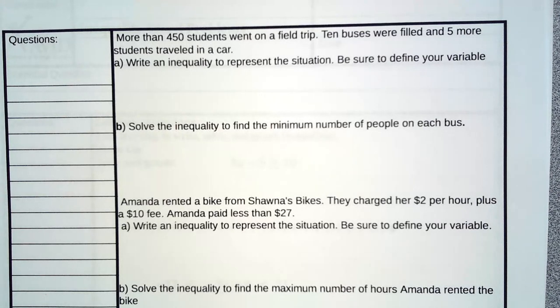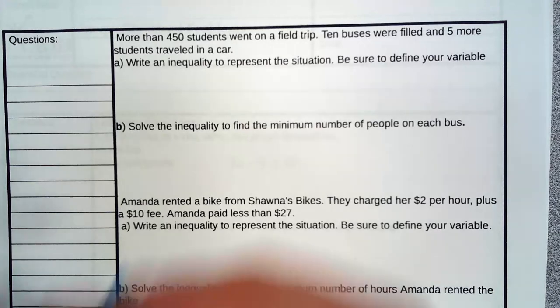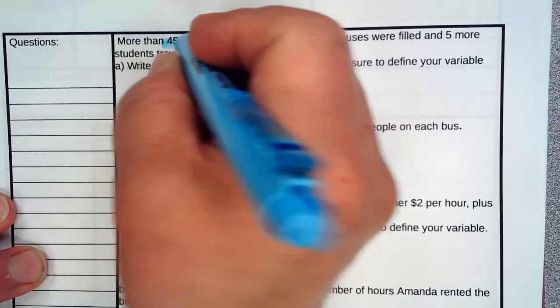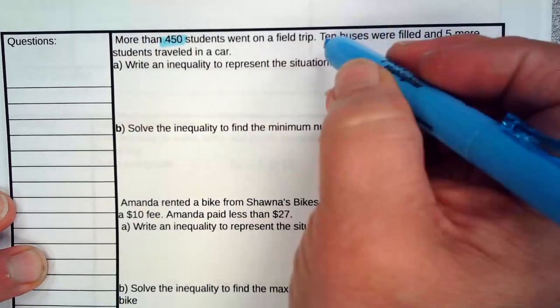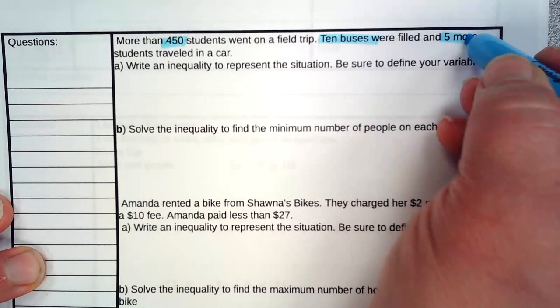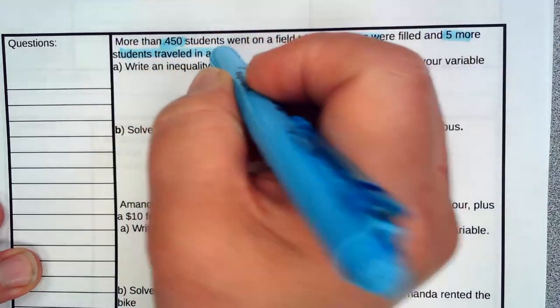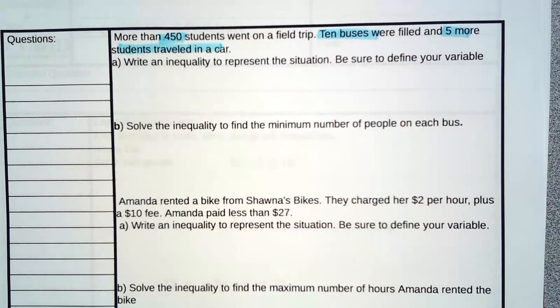What are the important parts? More than 450 students went on a field trip. 10 buses were filled and 5 more students traveled in a car. That is everything we need.